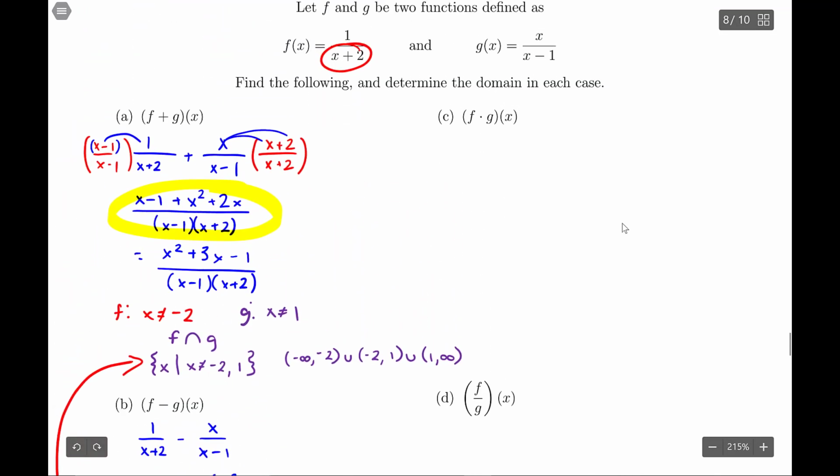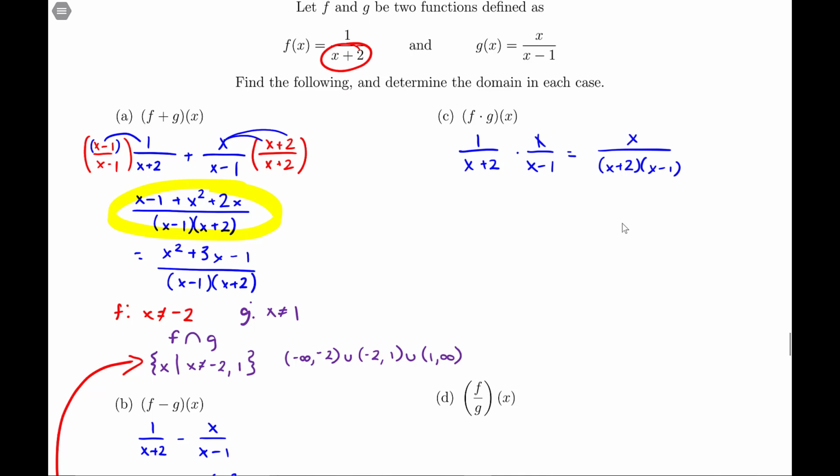The next part that we want to look at is where we multiply these two together. So we're multiplying f times g. So we have 1 over x plus 2 times x over x minus 1. When you multiply fractions, you multiply straight across, numerator times numerator, denominator times denominator. And we end up with x over (x plus 2)(x minus 1). And with this one, again, it's the intersection of the domains, so it's the exact same domain as we found in A and B.